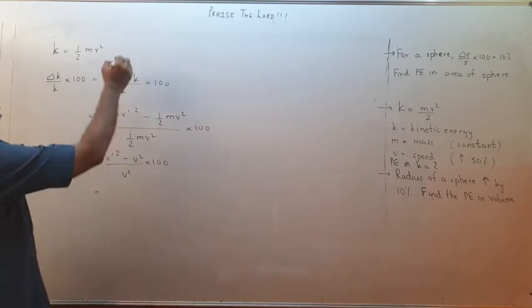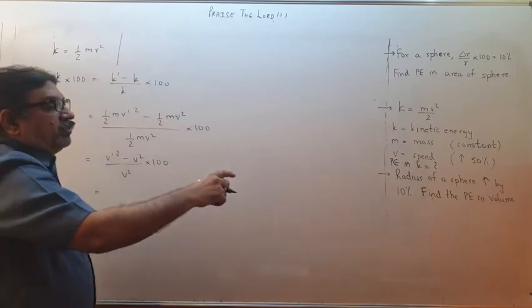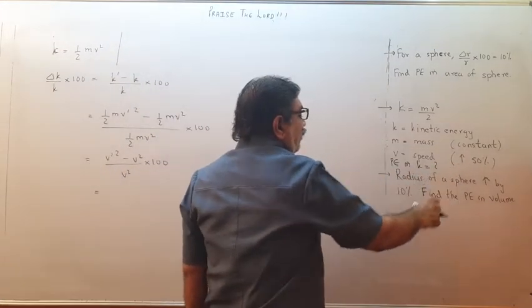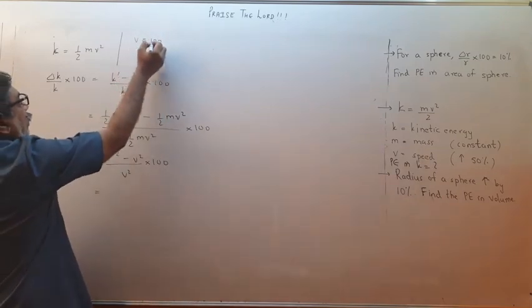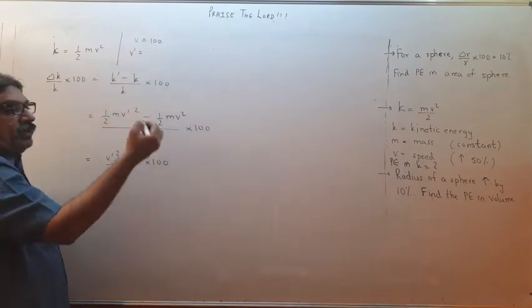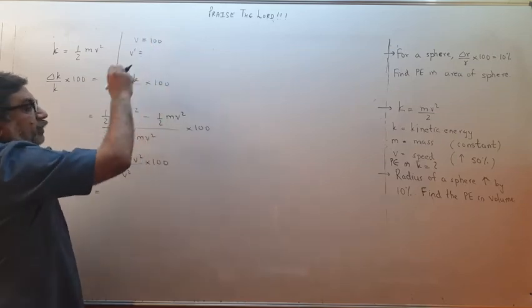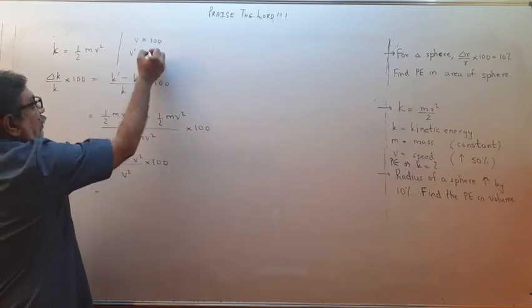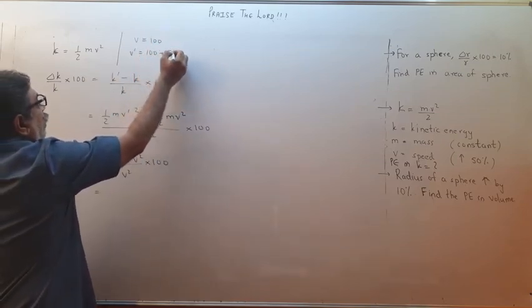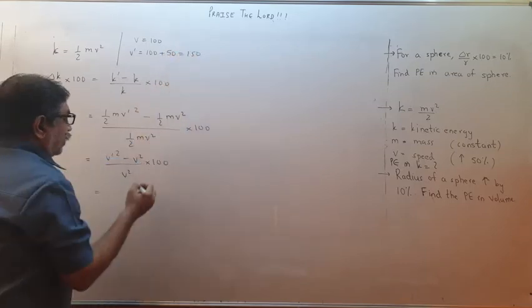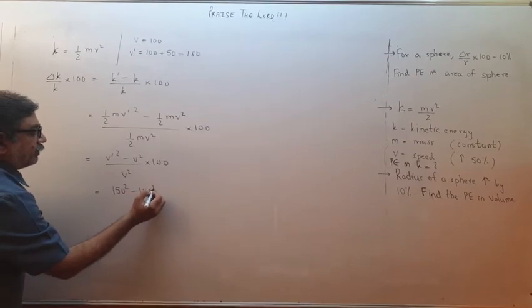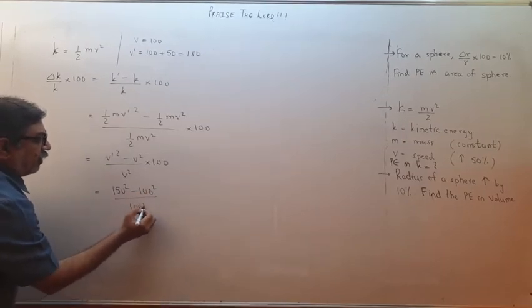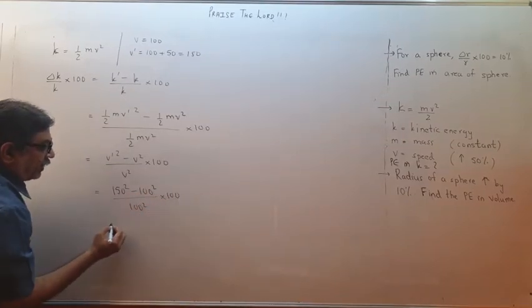Again, as I told you, percentage change in speed is given to us, increasing by 50%. So as I told you, supposing initial value is 100, so what will be the new value? 50% increase. 50% of 100 is 50, so 100 plus 50, that is 150. Now put the values here. V dash means 150 square minus 100 square upon 100 square into 100.